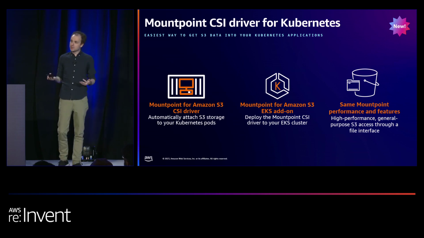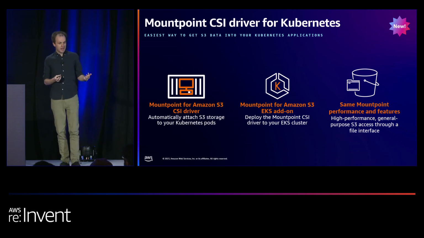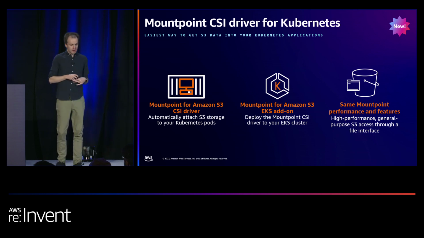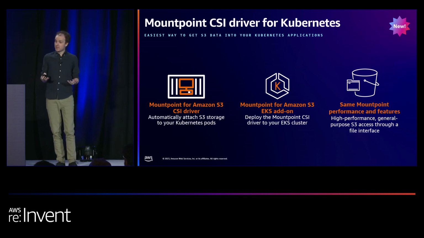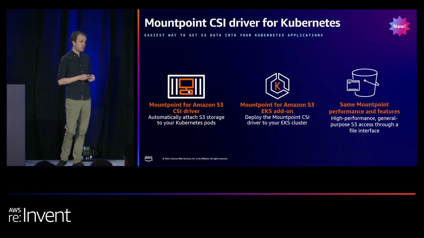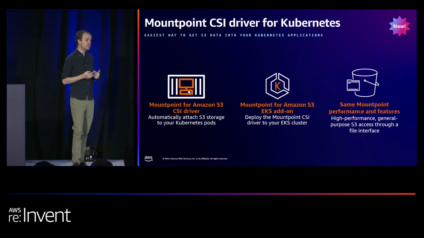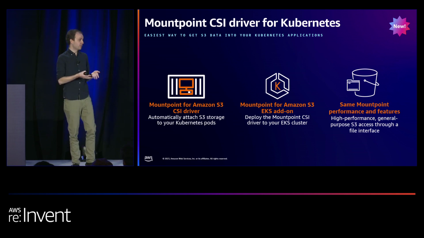You launch your training jobs, you declare what resources they access, and you can scale them up and down as you need without manually managing individual nodes or the connections between them. And so if you're using Kubernetes or EKS to manage your training jobs, this week we launched the new Mountpoint CSI driver for Kubernetes. The Mountpoint CSI driver makes it really easy to attach S3 storage to your Kubernetes pods. And it's just Mountpoint under the hood, as the name suggests.